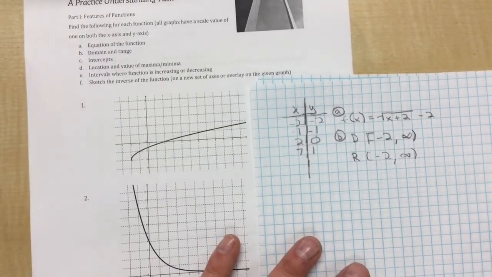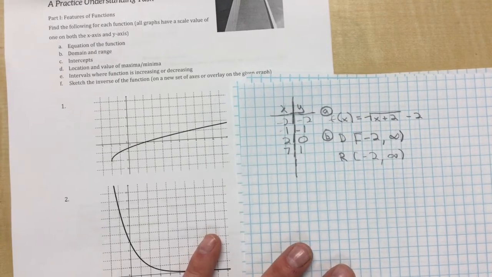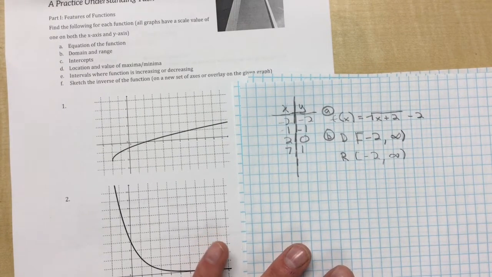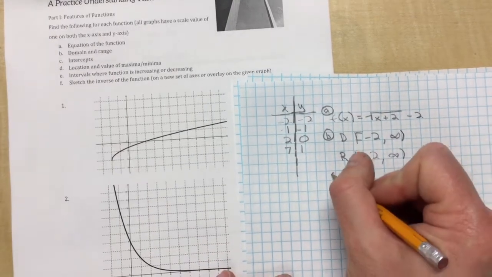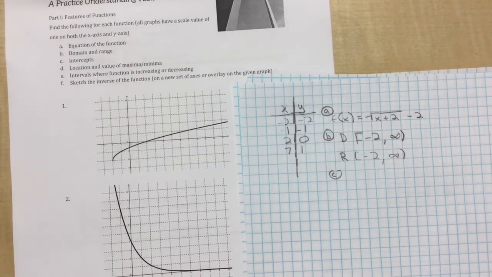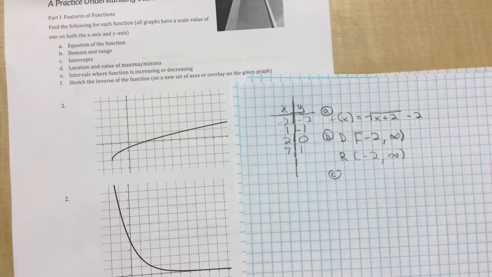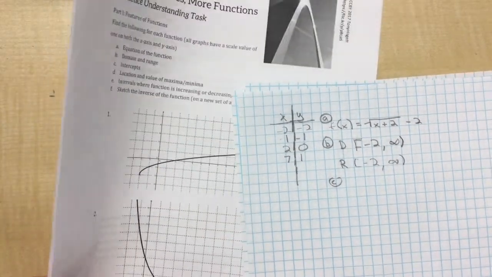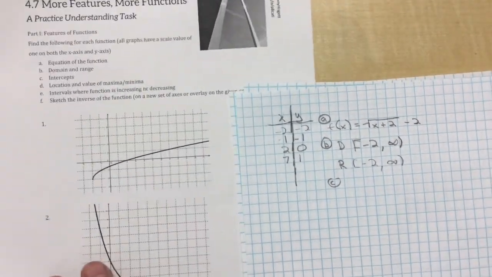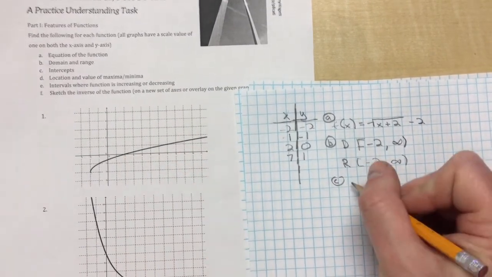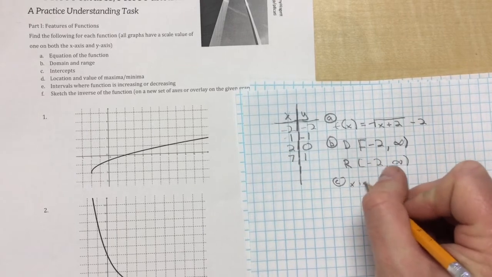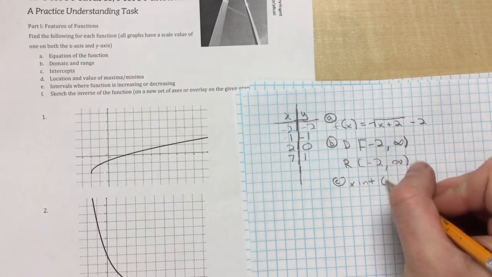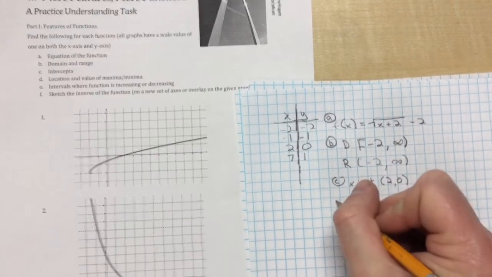You can show it on graph paper if you want to, or you can jot it into the margins of your module, whatever's easiest. But C, my intercepts, and then I start looking at where this graph is going to have an intercept with the x-axis. And for this problem, it looks like it's right here. So I have an x-intercept of (2, 0).